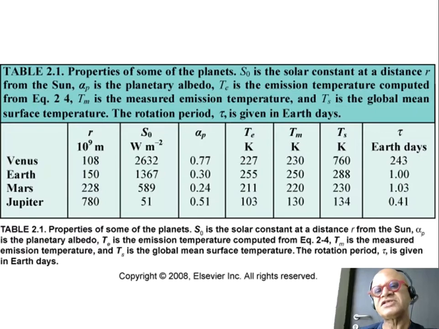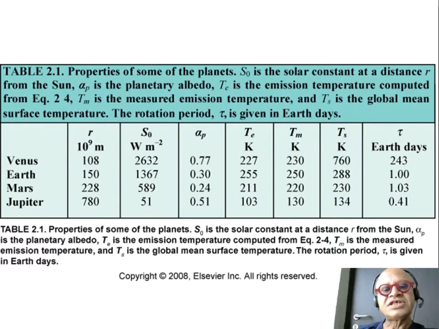But if you look at the surface temperatures, Venus is at a scalding 760 Kelvin. Earth is at a balmy 288 Kelvin, and Mars is at 230, Jupiter at 134. There are differences in the rotation rates, or the time it takes to make one rotation around its own axis. Earth is defined as 1, whereas Venus is spinning much more slowly, 243 Earth days for one rotation, and so on. Mars is very close to us.